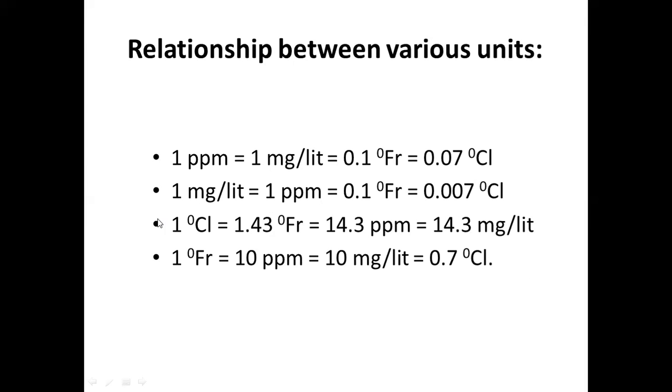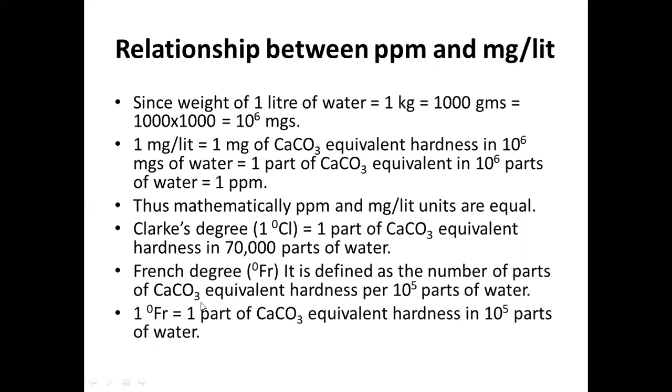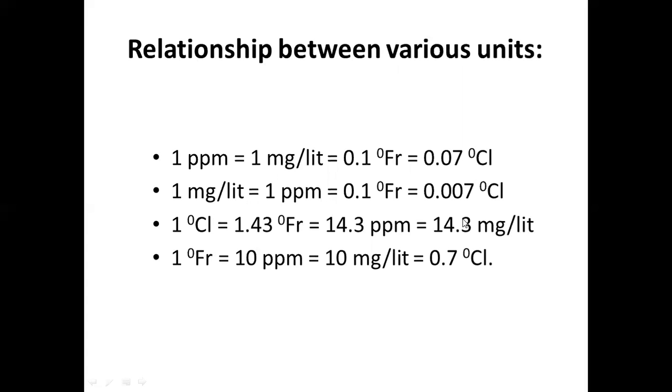Now, what is the relationship between various units? We can see here that 1 ppm is equal to 1 mg per liter, which is equal to 0.1 degree French, which is equal to 0.07 degree Clark. Similarly, 1 mg per liter is equal to 1 ppm, which is equal to 0.1 degree French, which is equal to 0.07 degree Clark, not 0.00, it is 0.07 degree Clark.